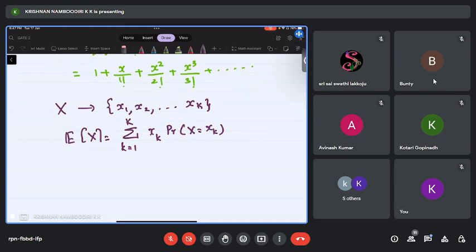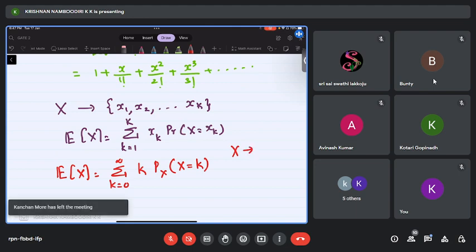Now let us come to the Poisson distribution. In this case, we have expectation of X equal to, the random variable can take all the non-negative integer values, right? From k equal to 0 to infinity, it can take k into probability of X equal to k, or in other words, P_X of X equal to k, right? Because in this case, the Poisson random variable can take values 0, 1, 2 up to infinity.